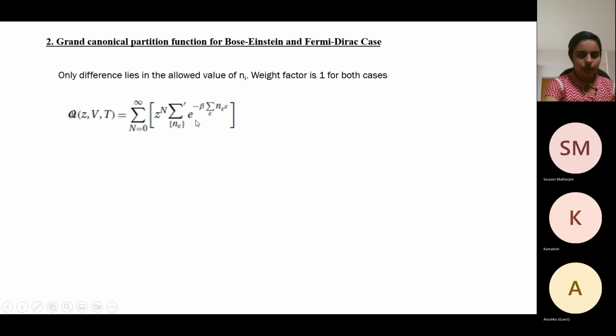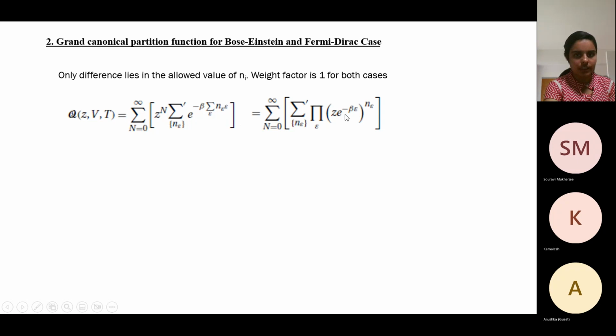Here, what you can now do is write it like this. What we have basically done here is that we had this e to the power minus beta into this summation. The summation of the exponents can be written as a product of exponentials, right? And that's how we have changed the terms. And because z to the power n does not have any energy term, you can just put it inside, and this is how it can be reframed.